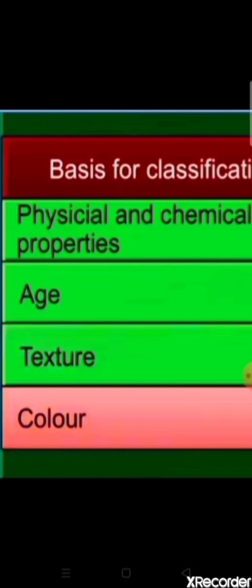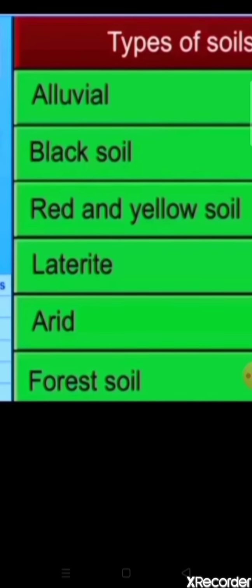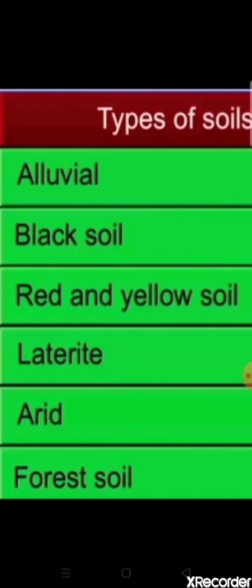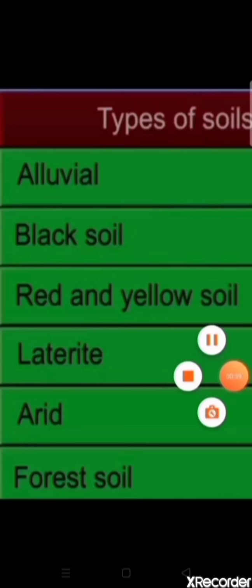On the basis of the factors responsible for soil formation, like physical and chemical properties, age, texture, and color, the soil of India is classified into 6 categories, and these are alluvial soil, black soil, red and yellow soil, laterite soil, arid soil, and forest soil. Now children, one by one we will see the characteristics of these soils and where they are found in our country. So let's begin with the alluvial soil.